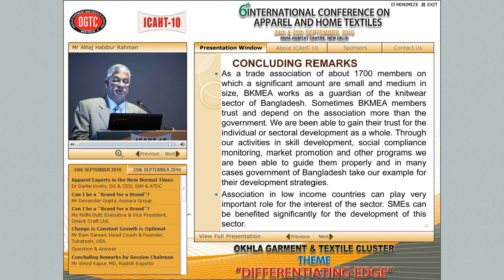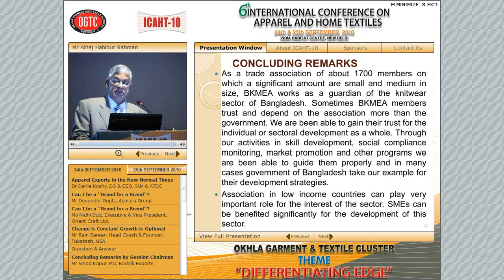Concluding remarks. As a trade association of over 1,700 members, of which a significant number are small and medium in size, BKMEA works as a guardian of the knitwear sector of Bangladesh. Sometimes BKMEA members trust and depend on the association more than the government. We are even able to gain their trust for individual and sectoral development as a whole.